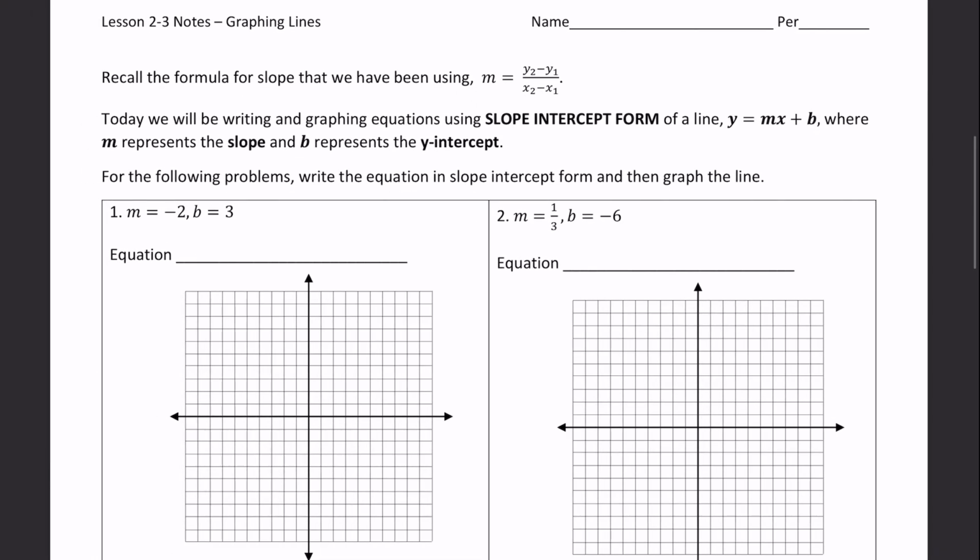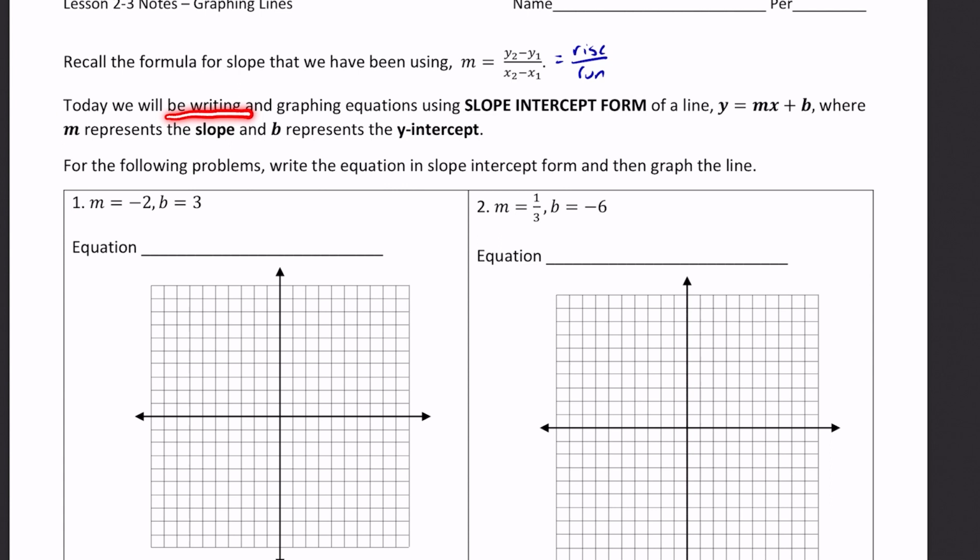2-3, graphing equations of lines. Recall that the formula for the slope that we have been using, where we say that m is equal to y2 minus y1 over x2 minus x1. And this is essentially the rise over the run, okay?